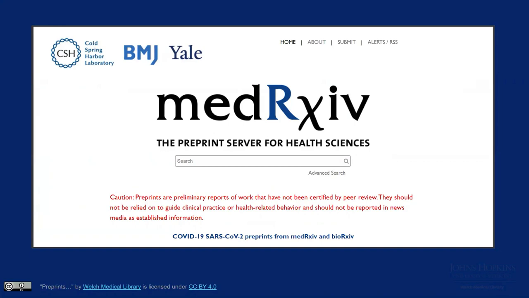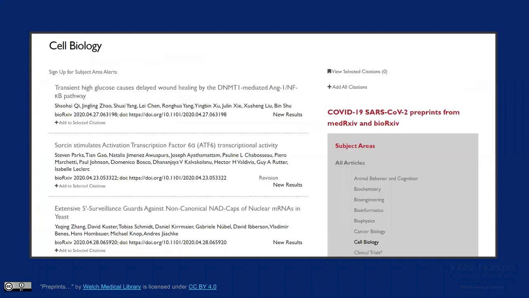It also makes a really interesting note at the end, which I will talk about a little bit later, about media engagement with preprints: that these should not be reported in the news as established information. So you're going to see how some journalists and some media have signaled when they're using or citing a preprint. This is what it looks like when you drill down by subject area.